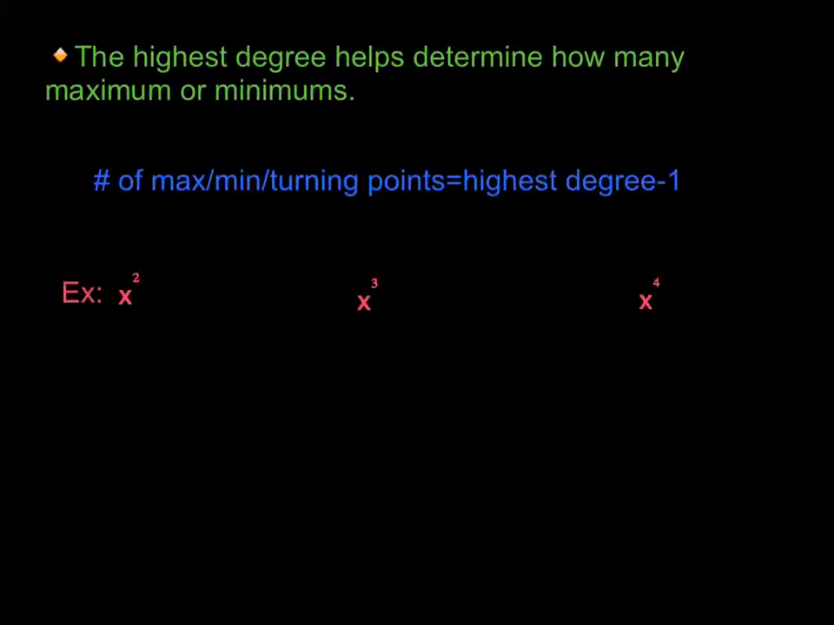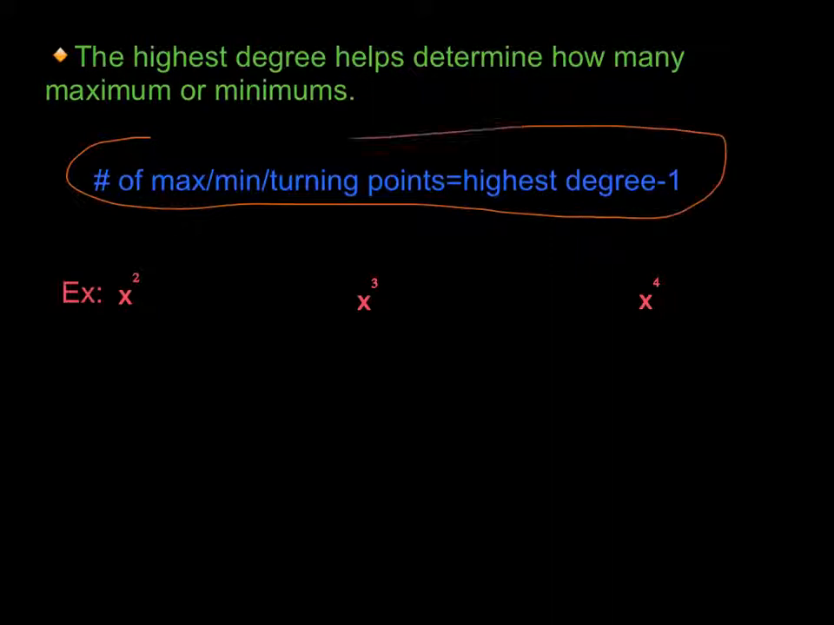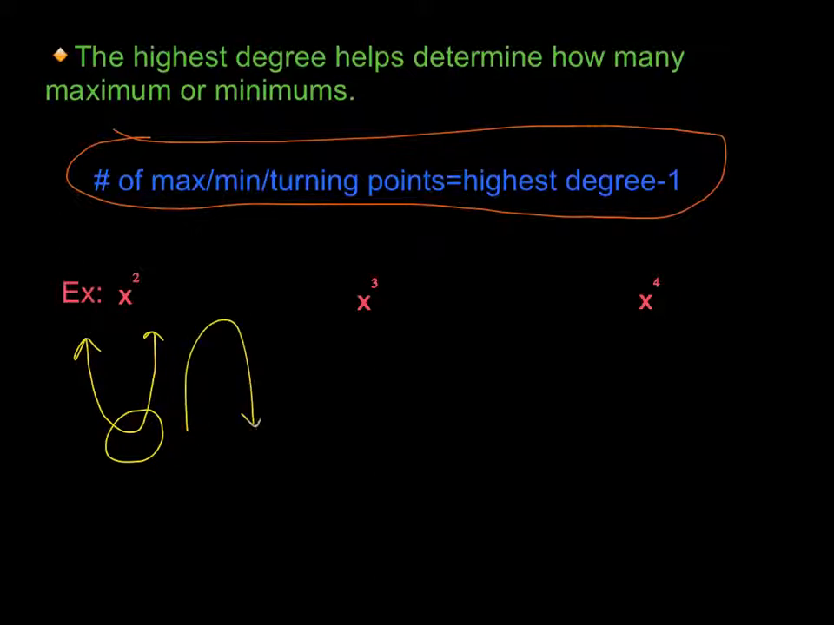The highest degree helps determine how many maximums or minimums, basically how many humps your graph has in it. So your number of turning points is going to be whatever your highest degree is minus 1. So we already know what a quadratic looks like, which is an x squared, and as you can see, you only have one turning point, whether it's up or down, but you just have one place that you're changing direction from increasing to decreasing.